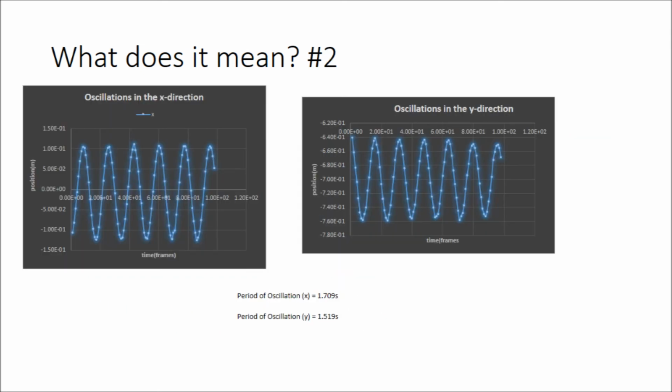What does it mean? Number 2. I plotted the oscillation positions of the data for the x and y directions. As shown, the periods of the oscillations are not the same. Periods are different because the x direction is derived from the length of the spring and gravity, while the y direction is derived from the mass and the spring stiffness.